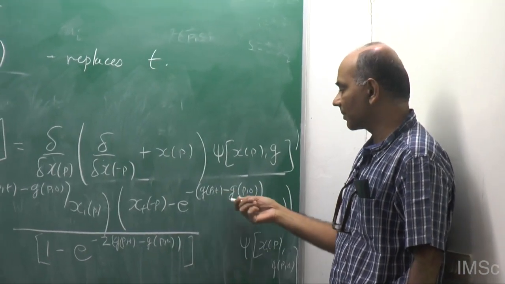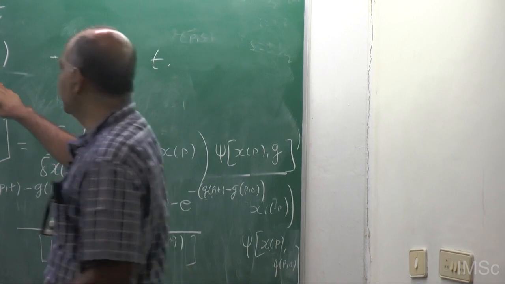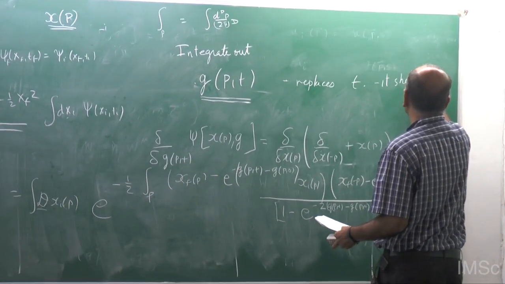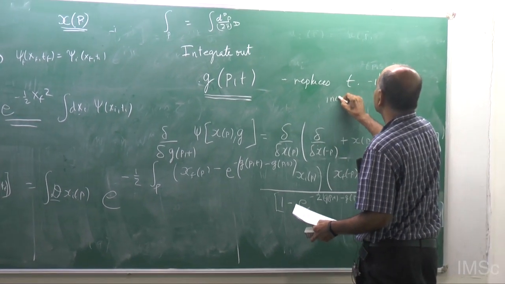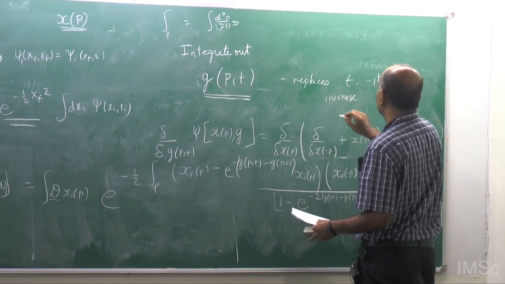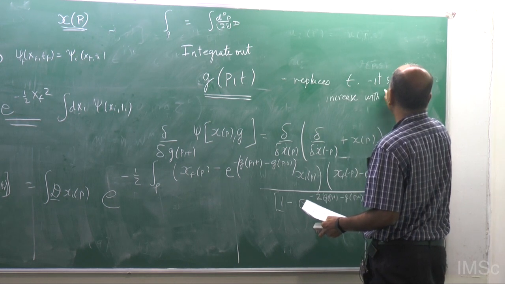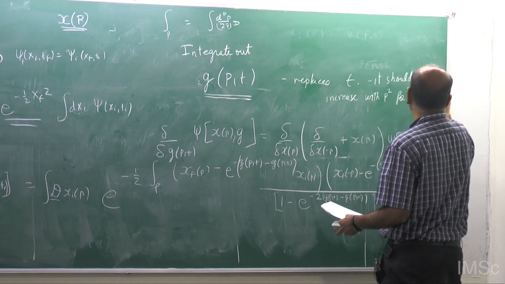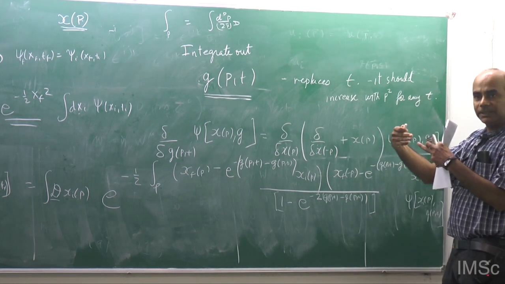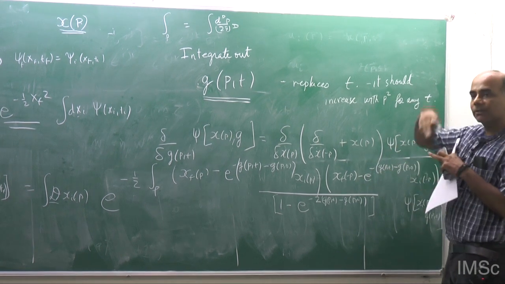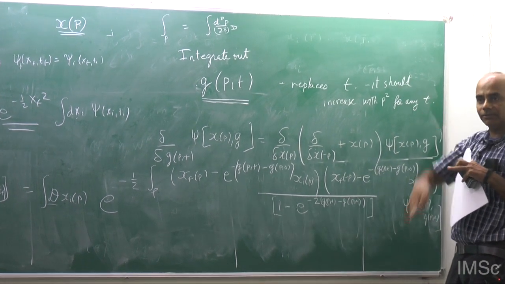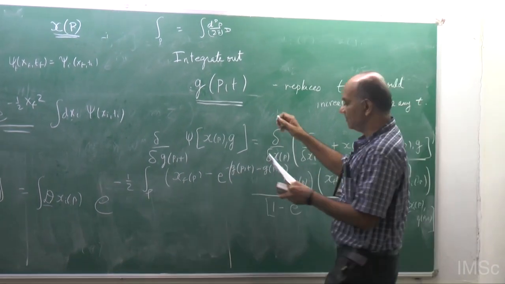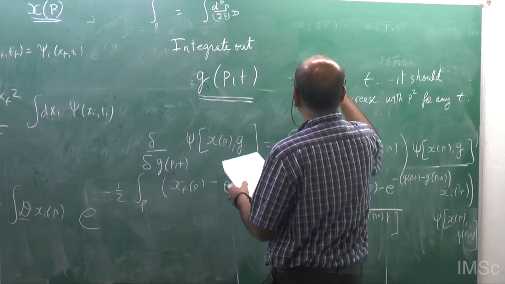What should g be? So you have to choose g. It should increase with p squared or p for any given t. So at any parameter time t, the g should be larger for the high momentum modes than for the low momentum modes, because those are the ones you want to integrate out first. Okay. So here's the g of p that Wilson chose.